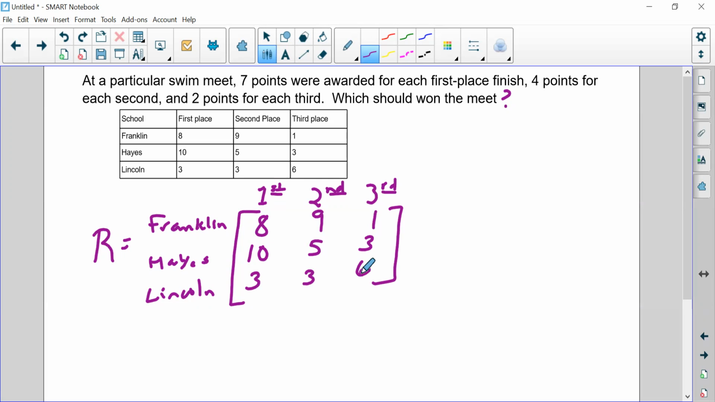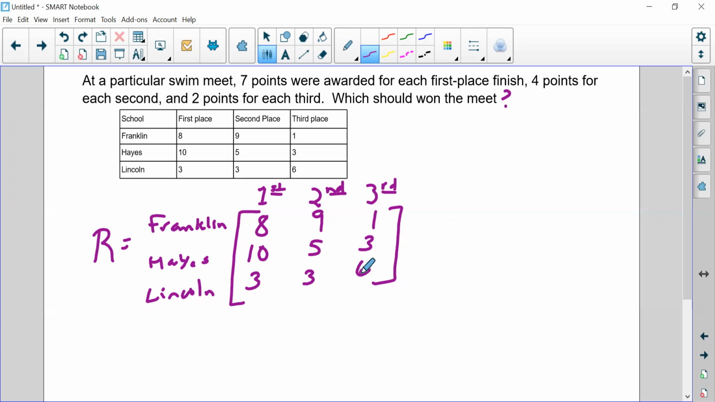So I can easily identify this as a 3 by 3 matrix. I put these labels on there so I can know that this entry 5 here represents the number of second place winners at Hayes High School. So it helps you to always label your rows and your columns.